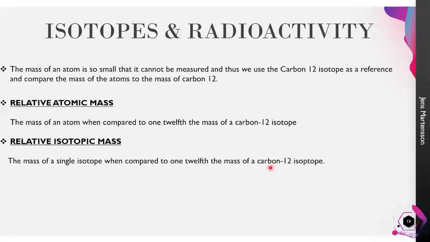The mass of an atom is so small that it cannot be measured. And therefore, when we are using relative atomic mass and we're comparing the masses of atoms, we compare the mass of that atom to the mass of a carbon 12 atom. Alright, the relative atomic mass is defined as the mass of an atom when compared to 1/12 the mass of a carbon 12 isotope.